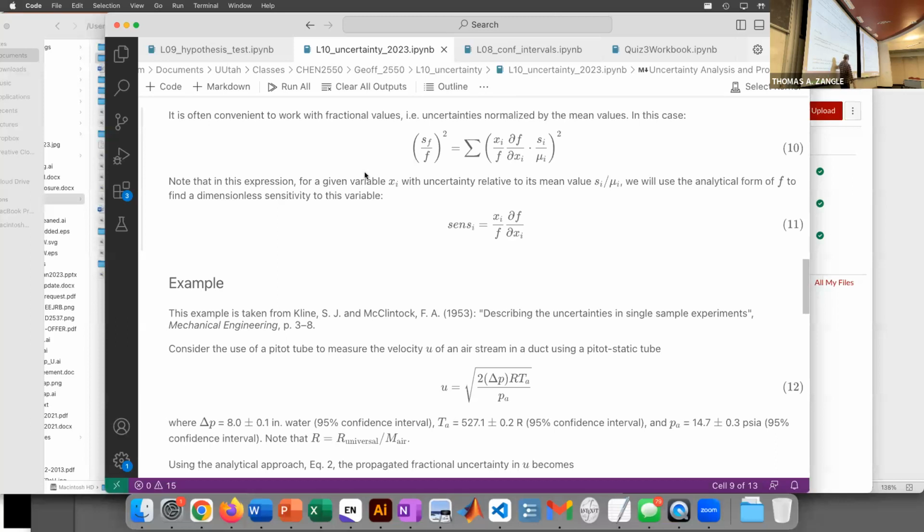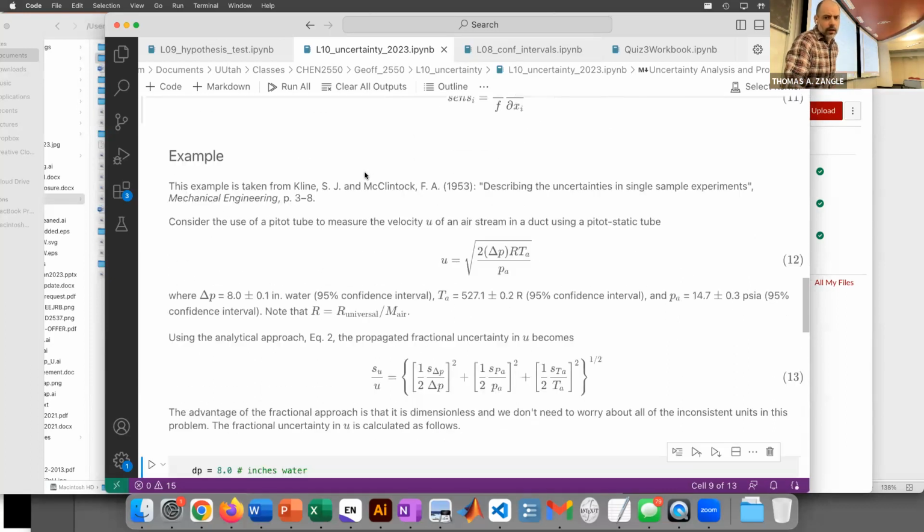Given uncertainties in ambient pressure, ambient temperature, and the measured delta P, we're going to propagate those uncertainties through using this expression to figure out the expected uncertainty in this variable u. Does that general procedure make sense? We haven't shown how to do it yet, but the way we're going to do it is by application of equation 10. Okay.